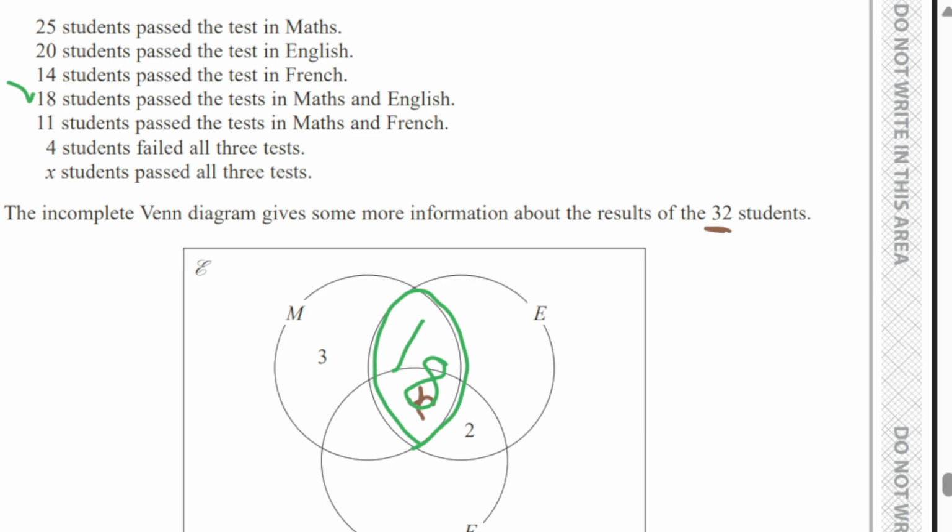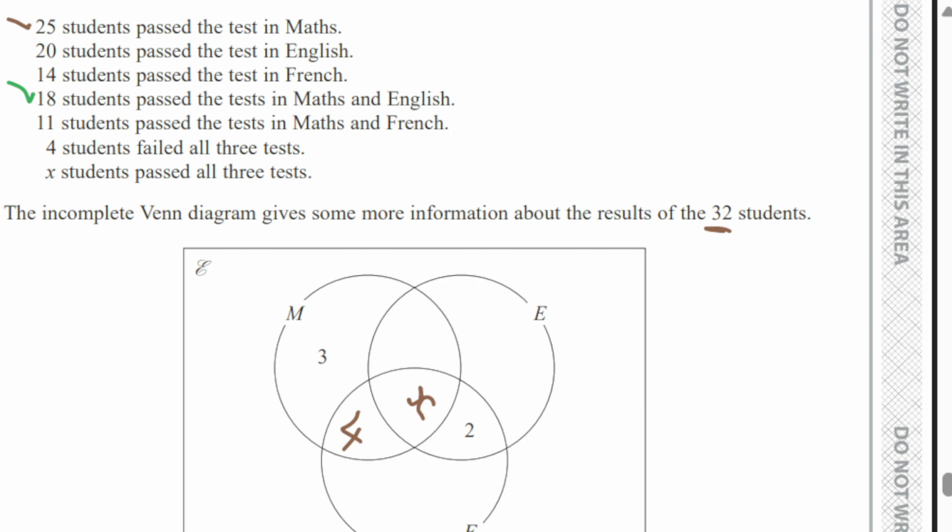Knowing the 3 and knowing the 18 should help me find this. Because there are 25 students in math, so 3 plus 18 is 21. 21 plus 4 is 25. Now I don't need this 18. Let's erase it.